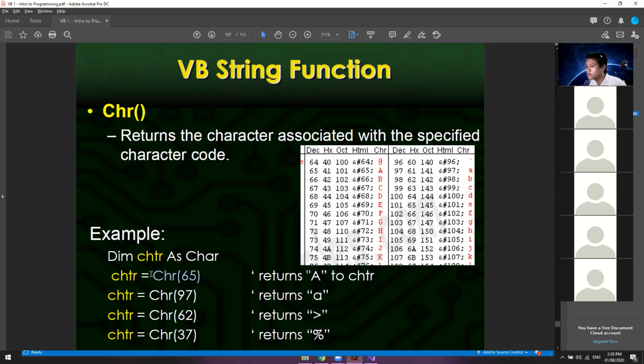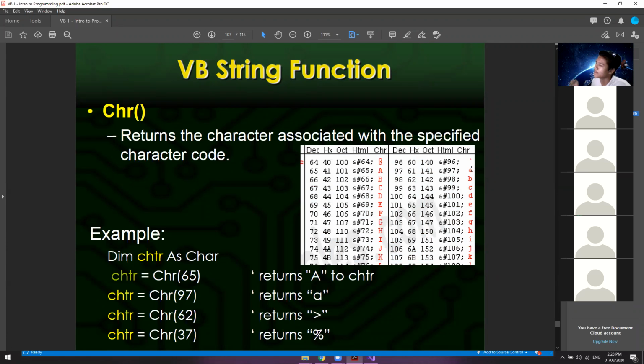What this does is it takes the character's ASCII code, or the decimal code in our ASCII table. So this is our ASCII table. So 65, look for 65. So this one. What is the corresponding character? Letter A. So the value of our CHTR will be letter A. Okay? And then for 97, this one, small letter a.